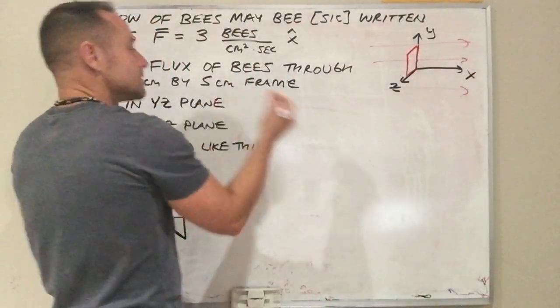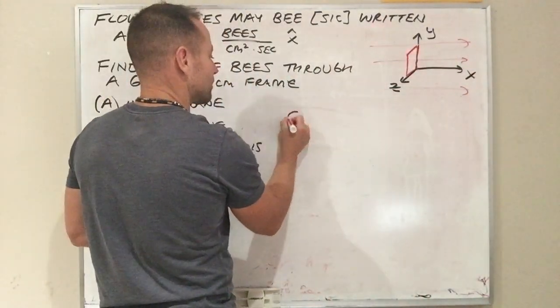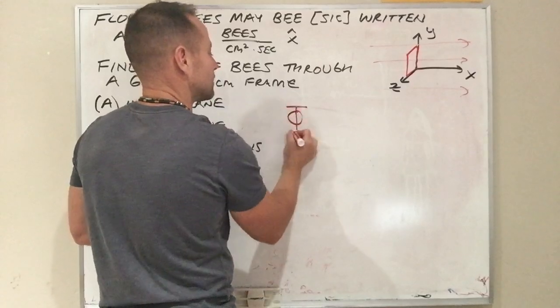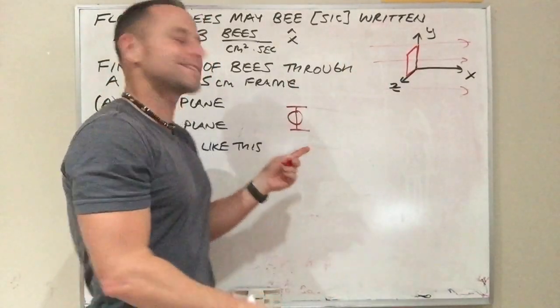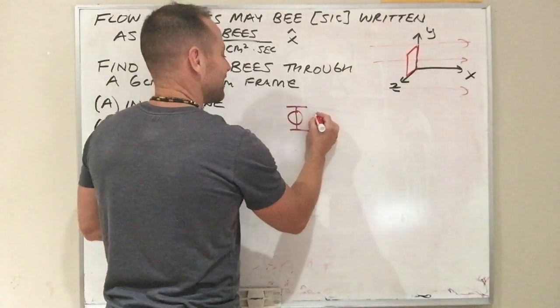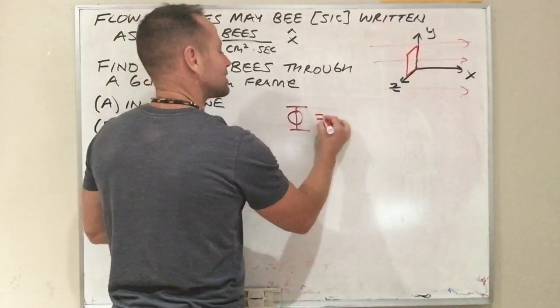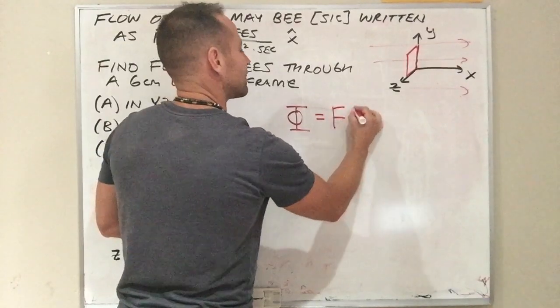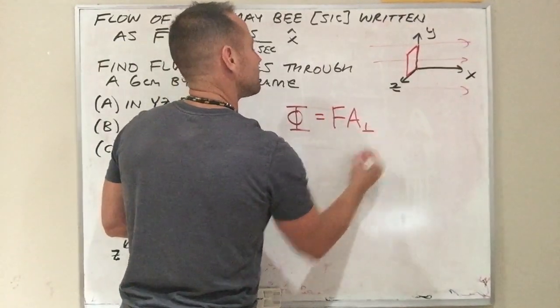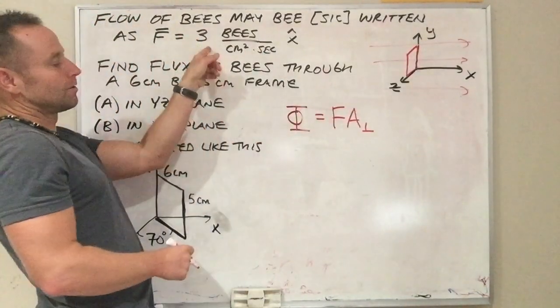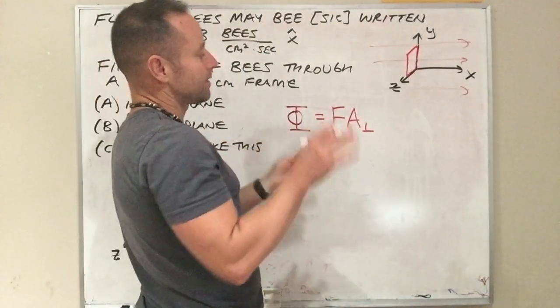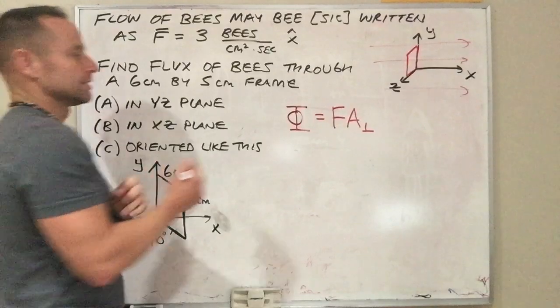So one definition of what's called flux that we're going to write like this, capital Phi, Greek letter Phi for flux, looks like a sideways TIE fighter. One way to calculate flux is, we'll write it like this, F A perp. So you'll have some kind of a vector field, in this case a flow of bees, times the area that you present perpendicular to the vector field.